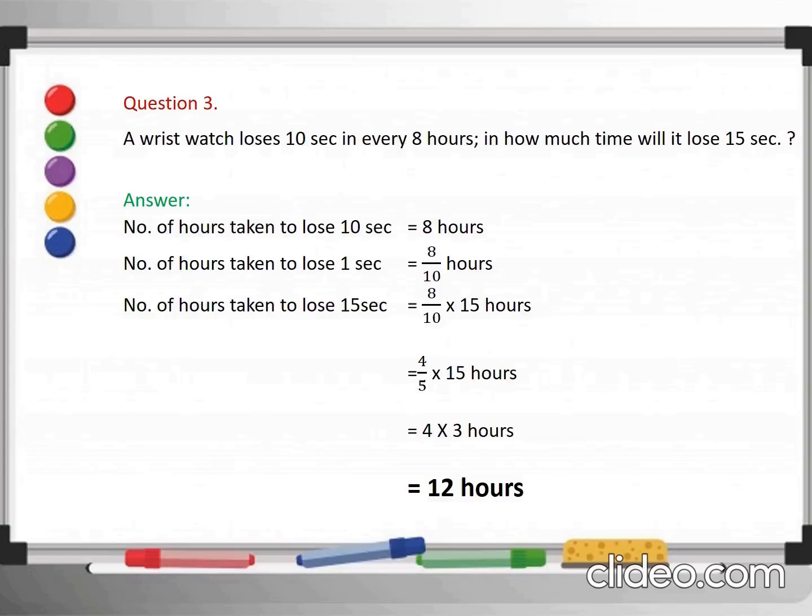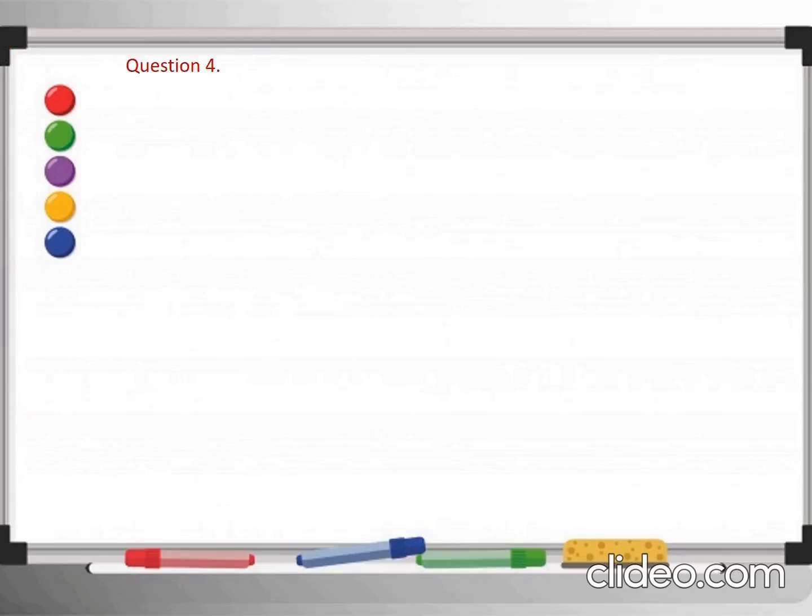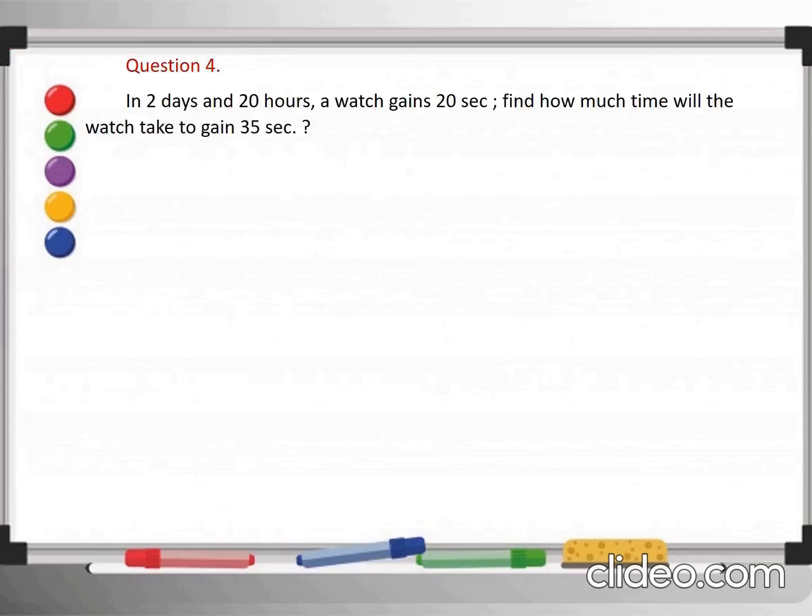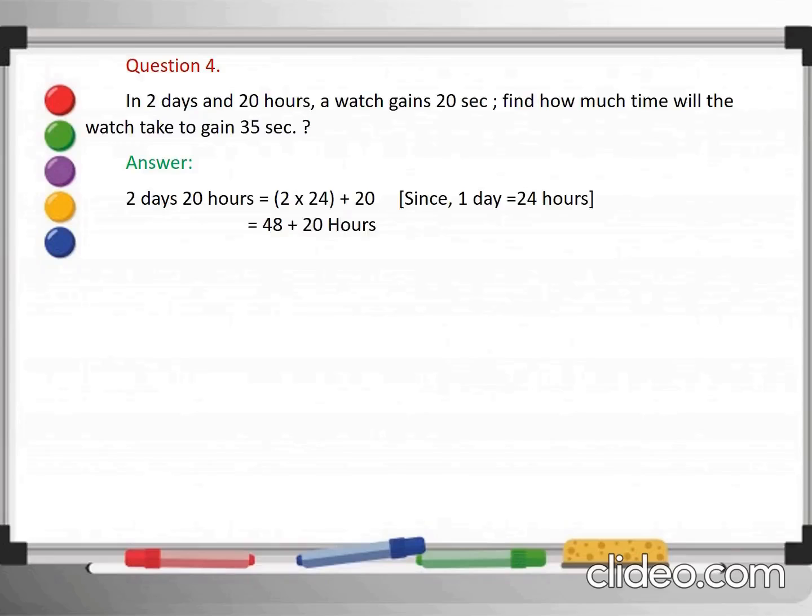Now next question, question number 4. In 2 days and 20 hours, a watch gains 20 seconds. Find how much time the watch will take to gain 35 seconds. Here we have 2 days and 20 hours. We know 1 day equals 24 hours. Then what is 2 days equal to? 2 into 24, that is 48.